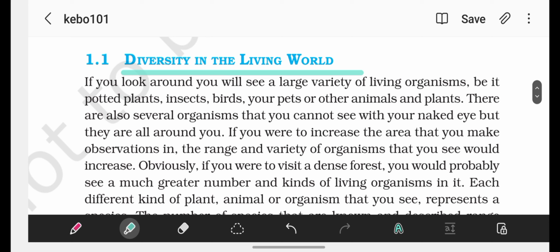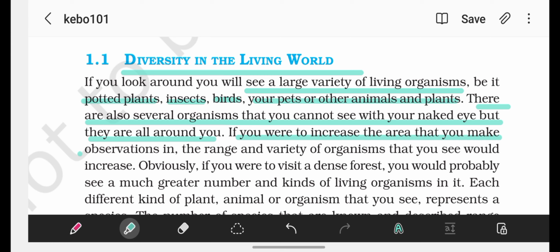Diversity in living world. If you look around, you will see a large variety of living organisms, be it potted plant, insect, bird, or your pet, or the other animals and plants. There are also several organisms that you can't see with your naked eye, but they are all around you. If you were to increase the area that you make observation in, the range and variety of organisms that you see would increase. Obviously, if you are to visit a dense forest, you would probably see much greater number and kinds of organism in it.